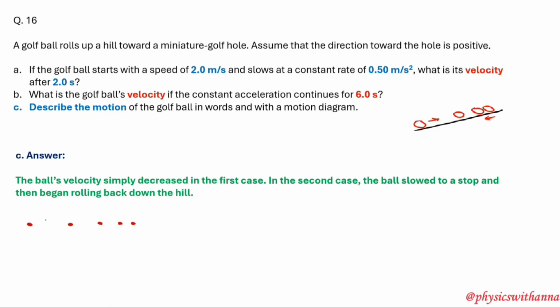Now I can describe the motion with the help of a velocity vector. The velocity vector is reducing in size as we go up the hill, and then after that, when we come back, it starts to increase. Let me also write the time values. We start from 0, 1, 2, 3, 4, and this is 5 and 6. So this is how you can describe the motion of the golf ball in words and with a motion diagram.